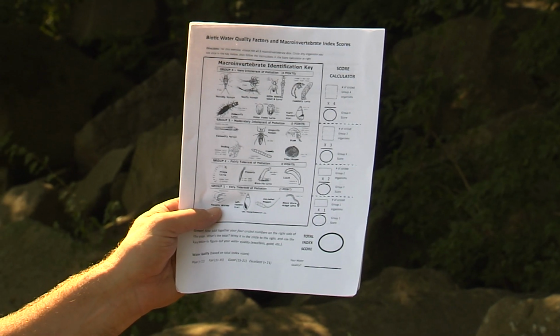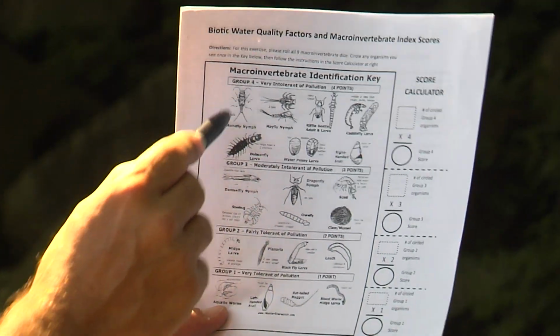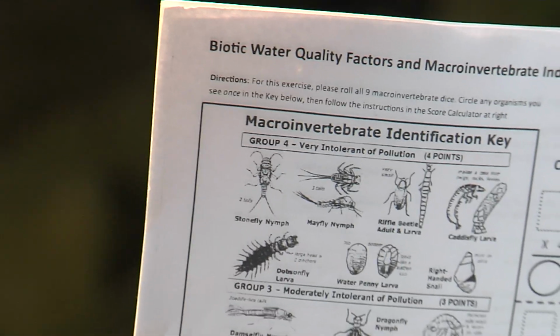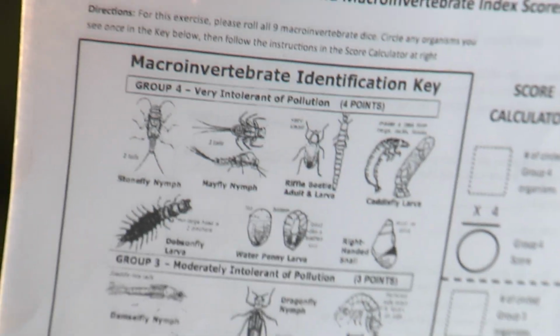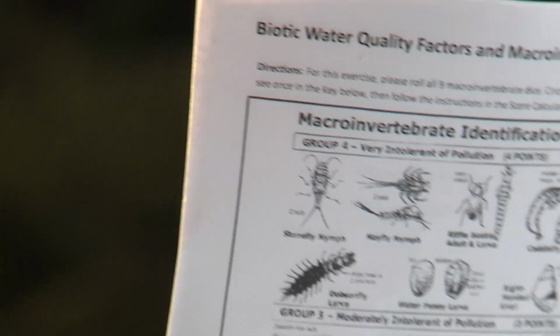All right, students, for our final stage of our biotic water quality testing, we're going to calculate a macro index score. We calculate a macro index score by using this handout. The macroinvertebrate index score has 4 groups. Today, Julia, Charles, and I captured 8 organisms or macroinvertebrates in the kick seine net, and I'm going to run through them with you right now.